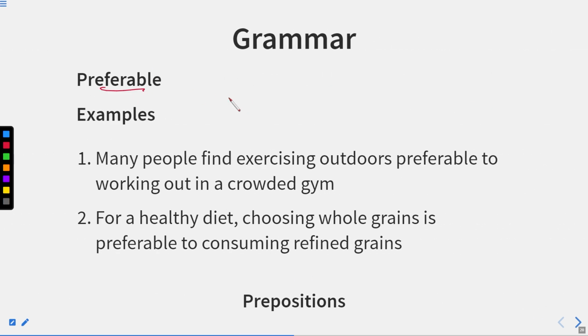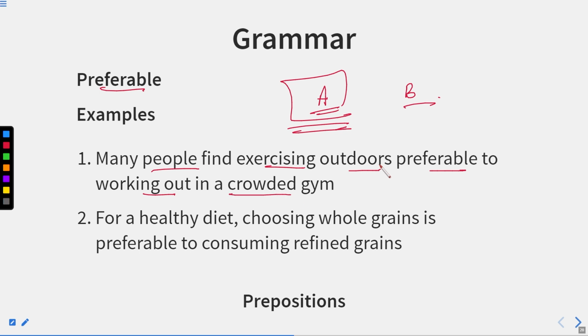We have a word preferable. Preferable is used when we choose one thing apart from another thing. For example, if I have two options, one is A and another is B, so A is preferable to B, it means I would like to select this particular A rather than B. Many people find exercising outdoors preferable to working out in a crowded gym. So whenever one does a workout in a crowded gym, there are many people, they find exercising outdoors more enjoyable, or you can say they select this particular thing more than this one.